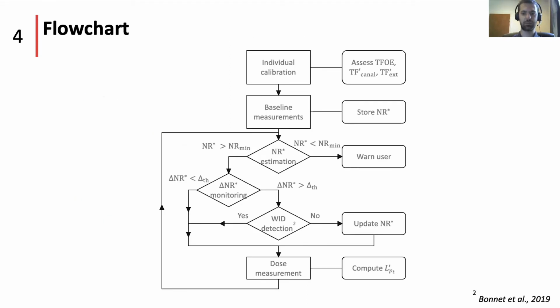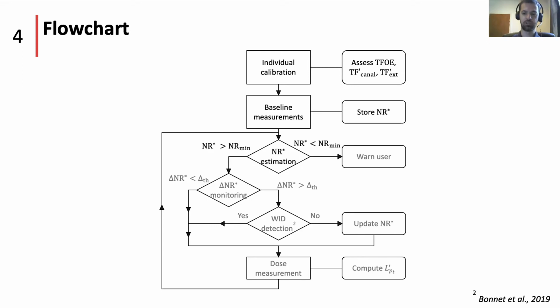This flowchart describes the steps of the proposed approach. The first step consists in assessing three transfer functions for calibration purposes. While some of them can be estimated experimentally, the finite element method will be preferred. The second step consists in defining a baseline for the noise reduction based on our experimental data.